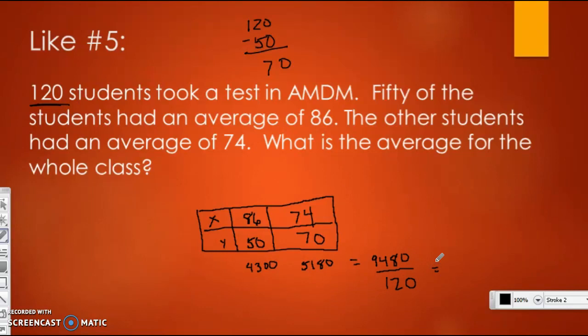So I'm going to put that in my calculator. So divided by 120. And that tells me that the average grade on the test for the whole class was 79. Okay? Hope that helps.